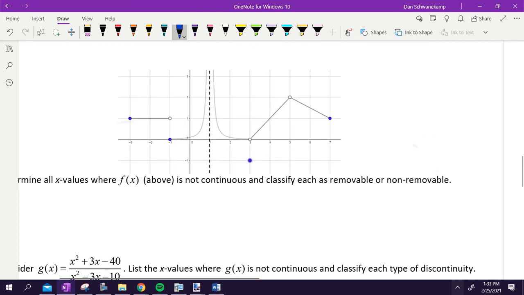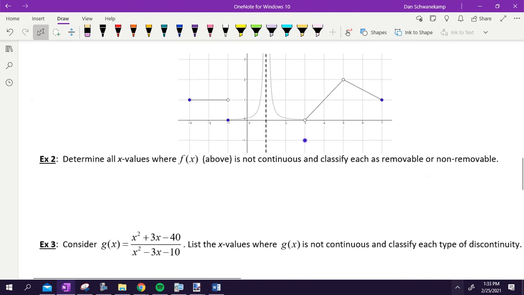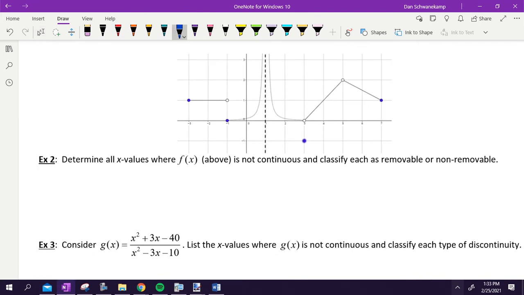Go to the backside. I gave you a cool little graph right here. Example number 2. Determine all the x values where the graph is not continuous. And for each one, tell me, is it removable or non-removable? Okay, so you're looking through that graph, deciding where is it removable, where does it have non-removable discontinuities. Talk to each other. Go.